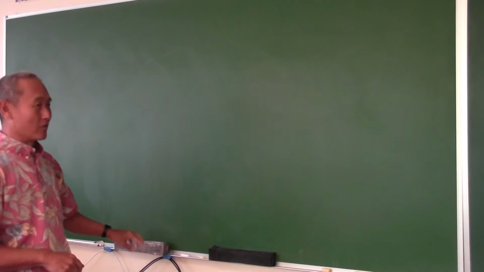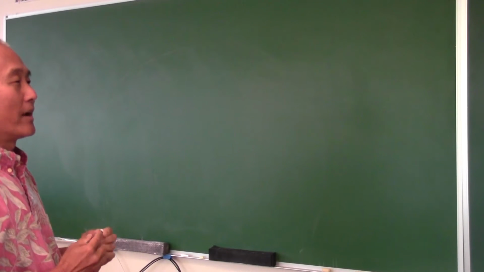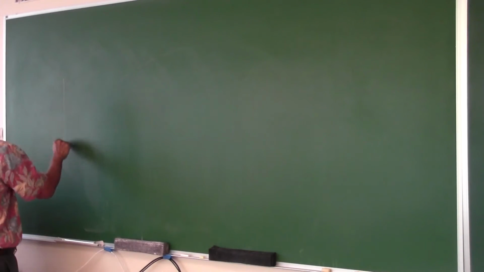All right, so let's go over the problems here. Okay, so the first one, find the area under the curve y equal x squared from 0 to 2. So here we go.